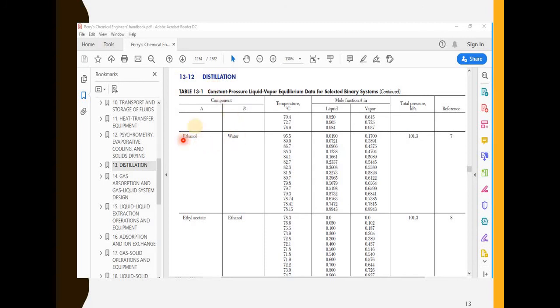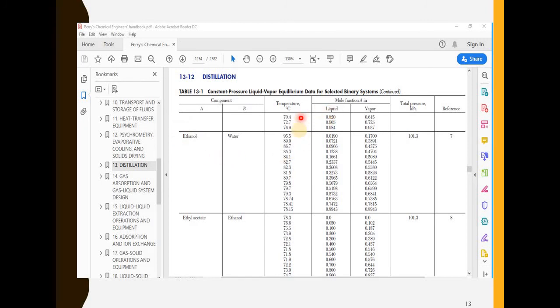For example, if we have component A and B, A is ethanol and B is water. The vapor liquid equilibrium data will show you, at a certain temperature, what will be the portion, the mole fraction of the component in the liquid and vapor. So here we will focus on component A only, because we want to separate. For example, if you want to separate ethanol and water, we should only focus on ethanol.